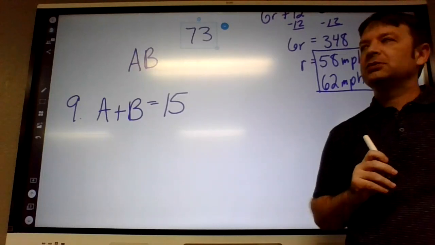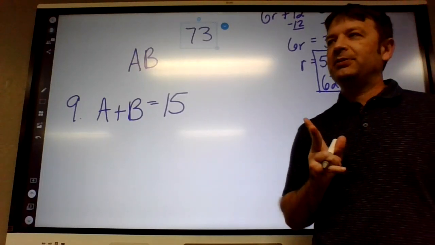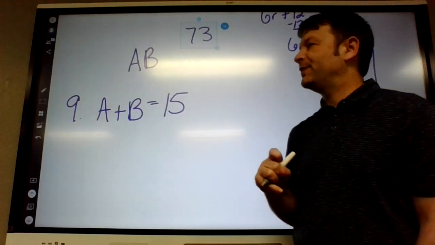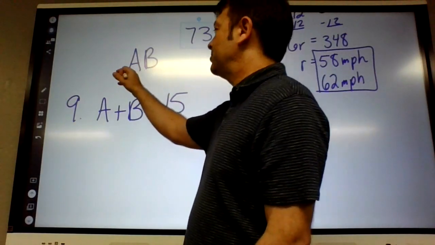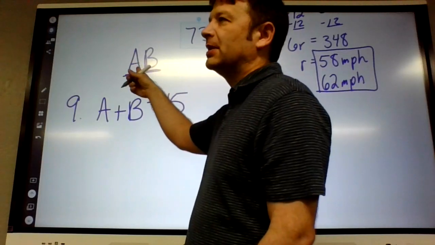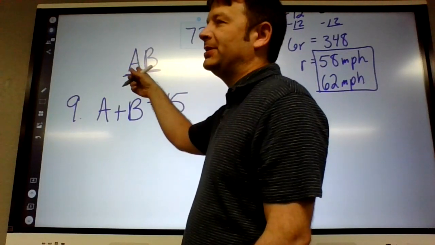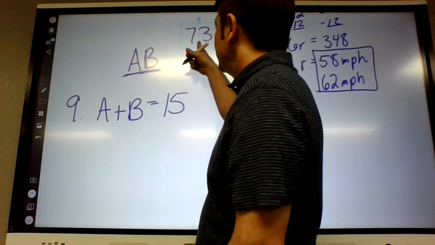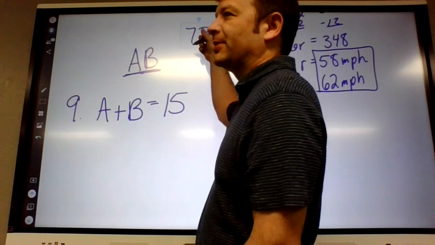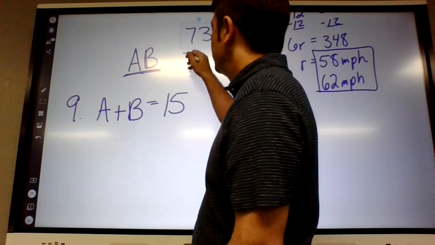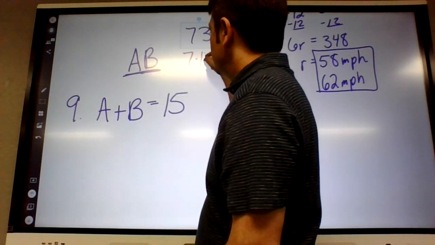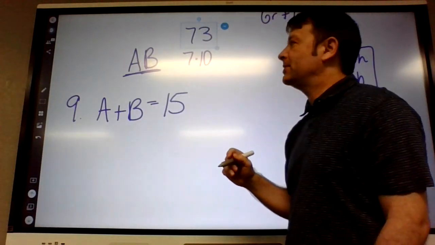Okay, the second equation talks about the value of the number. So what is the value of this number? Is the value of the number A plus B? No, it's AB. Is the value of this number 7 plus 3? What's the value of this number? It's 73 itself. What's the 7 actually worth? 70. It's in the 10th place, so it's actually worth 70.